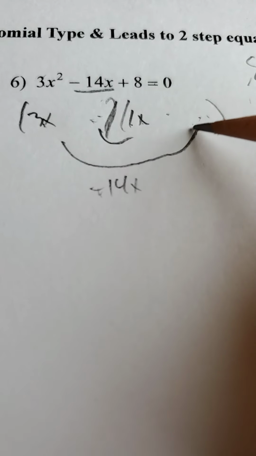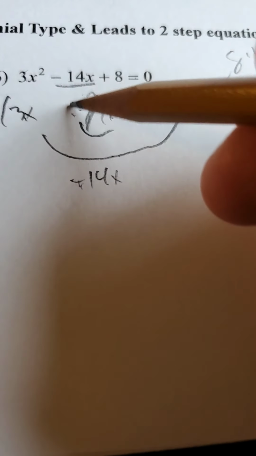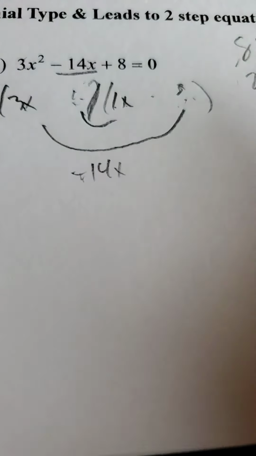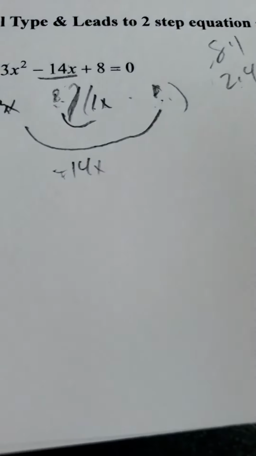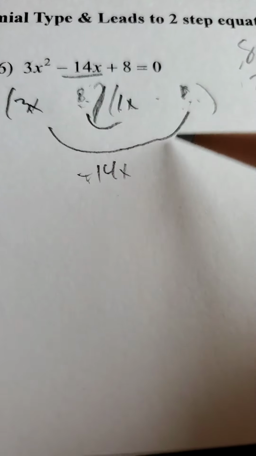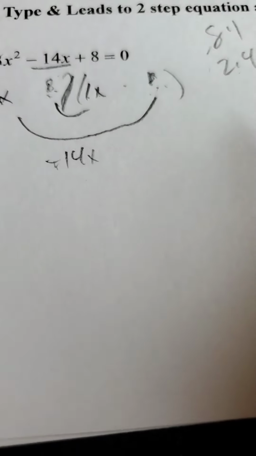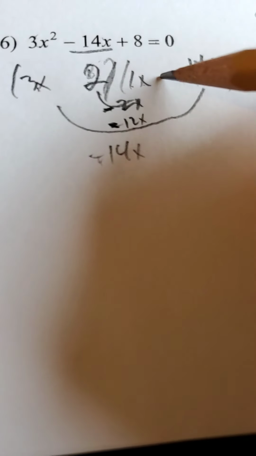Let's see here. If I put an 8 there, that's 24. If I put a 1 and an 8, that's going to give me 24 and 1. I can't get a 14 out of that. If I put an 8 there and a 1 there and FOIL it, that's going to give me an 8x and a 3x, which is not 14x. So it looks like it's going to be a 4 and a 2. Oh, I think I see it. Put a 4 there. That gives me 12x. Put a 2 there. That gives me 2x. And to get negative 14, they both need to be negative. So I would put a minus there and a minus there.